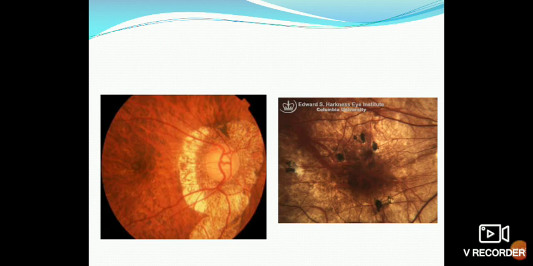Another picture is showing blackish spots. They are Fuchs' spots, and they are due to subretinal hemorrhages.